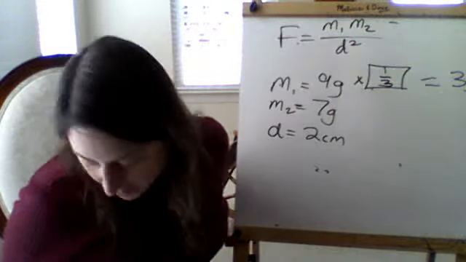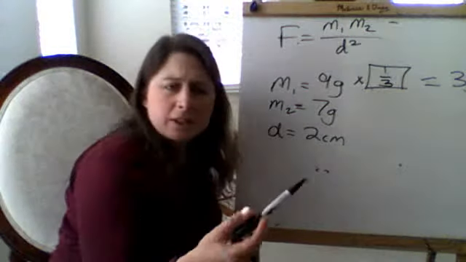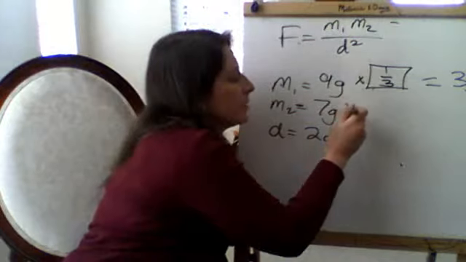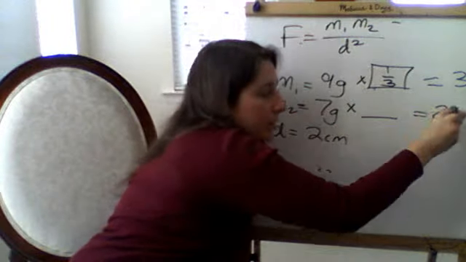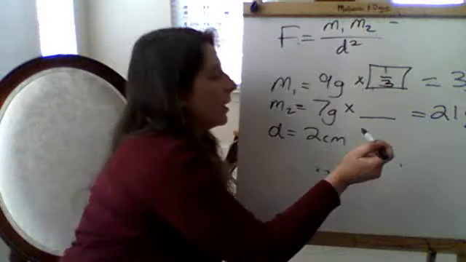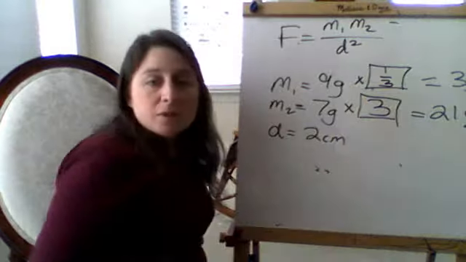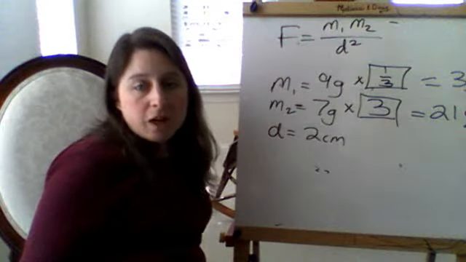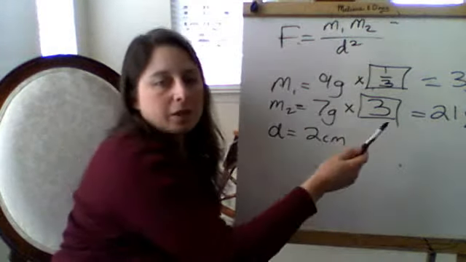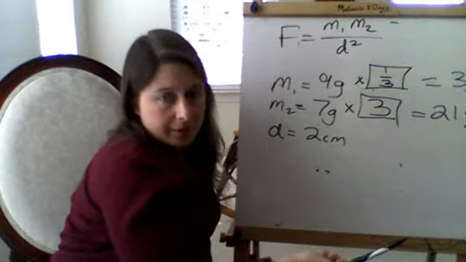Okay, the second mass is increased to 21 grams. So 7 times the factor of change gets us to 21 grams. 7 times what is 21? Well, 7 times 3. So my factor of change for mass 2 is going to be 3 times, because 7 times 3 is 21. It changes by 3 times. It increases by 3 times, that mass.